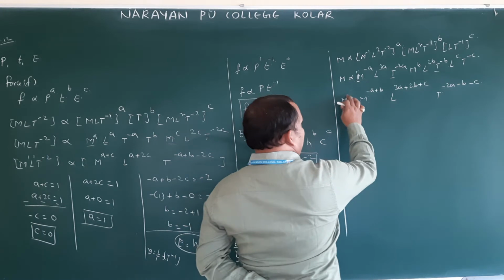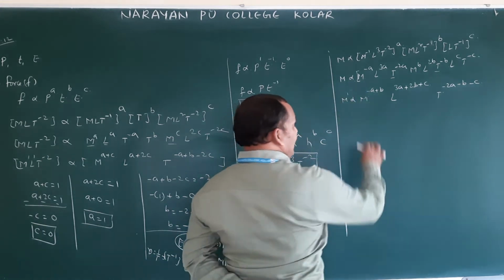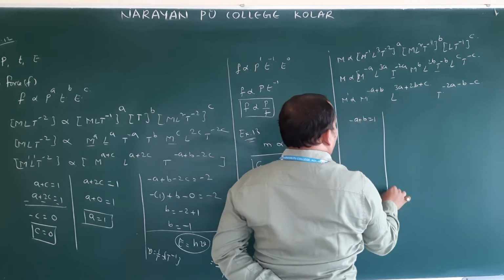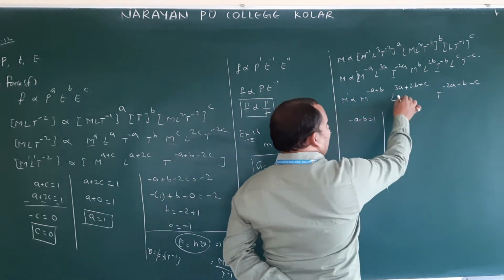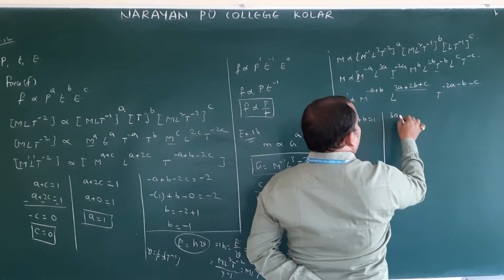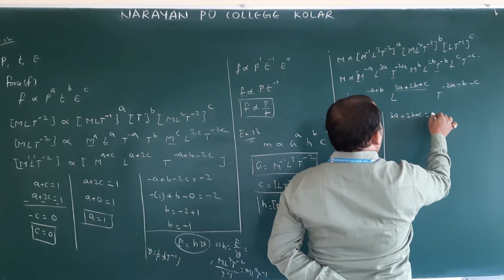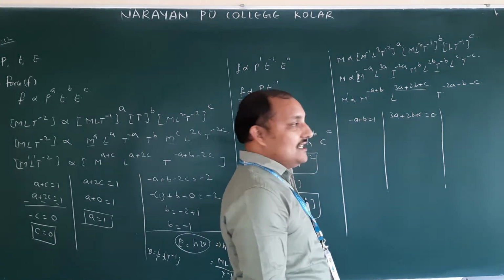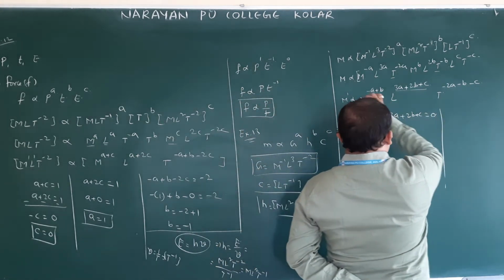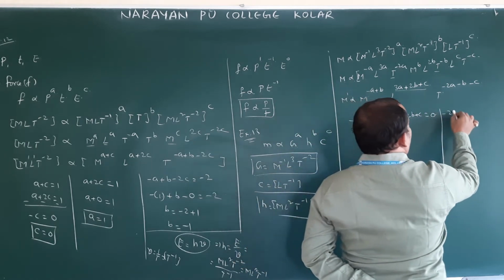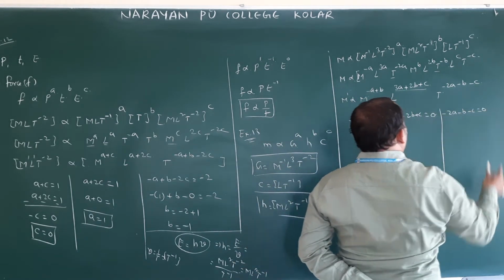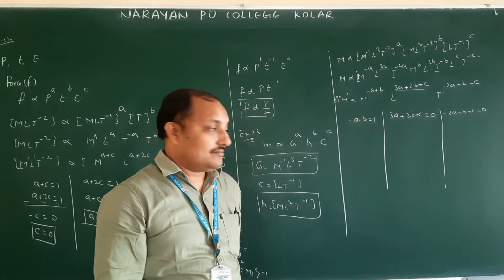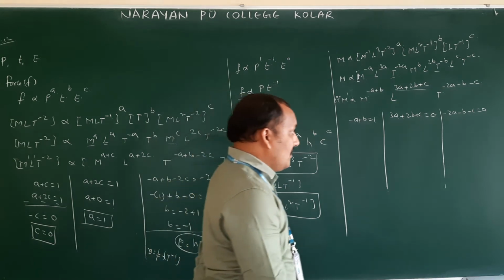So compare. Here M power how much is there? 1. So minus A plus B equal to 1. Here L power: 3A plus 2B plus C is equal to 0. Here L is not there, therefore L power 0. Next T power, here T is also not there. Therefore minus 2A minus B minus C equal to 0. Nothing is there means L power 0, T power 0. Therefore we are equating to 0.